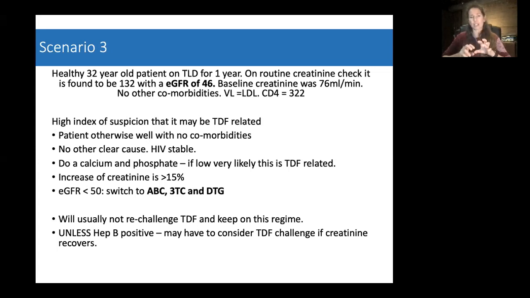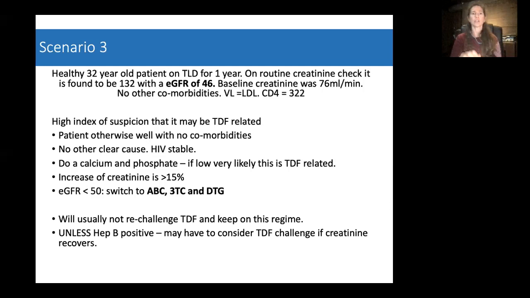The only complication will be if your patient is hepatitis B positive. In a guy like that, you don't have regular creatinines. You don't know what actually happened to his creatinine over that year. And you might have a scenario where, with his hepatitis B, you decide it will be good to re-challenge the tenofovir. And then you would just very carefully watch that creatinine if you do decide to use it. That's not in the guidelines. That's just a recommendation, as it's a question that comes up quite often.